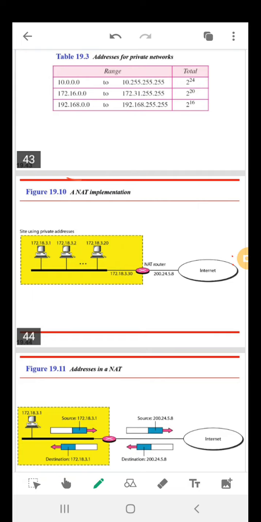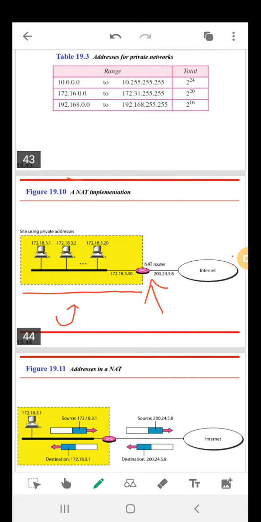Now let us see, if this is the organization and they are using private IP addresses, that is 172.18.3.1, and so on in this range. The organization will have one router to represent that organization to the outside world. That router is called the NAT router, Network Address Translation Router. This router will be the representative of the entire organization. So any data that goes out from any device in the organization to the internet will have to go through this NAT router.